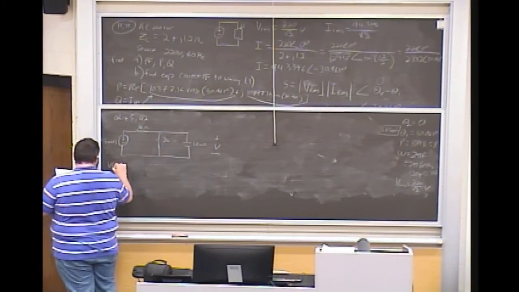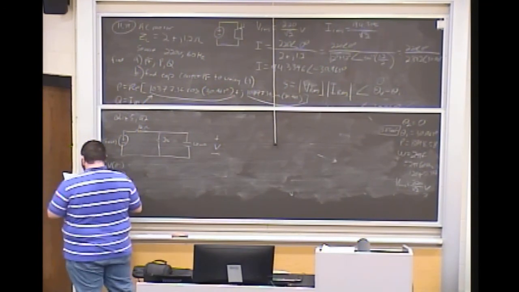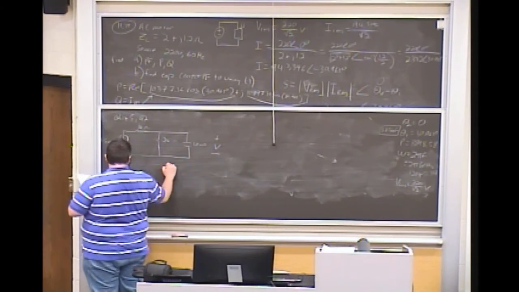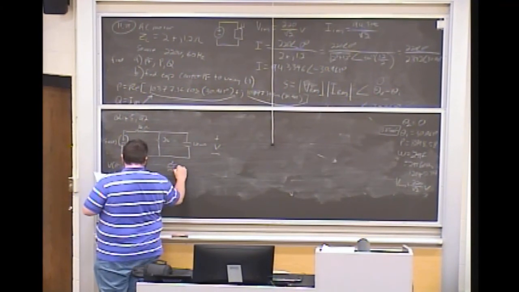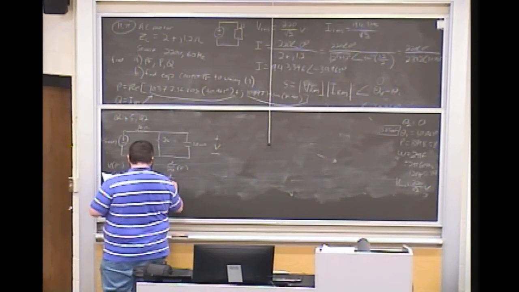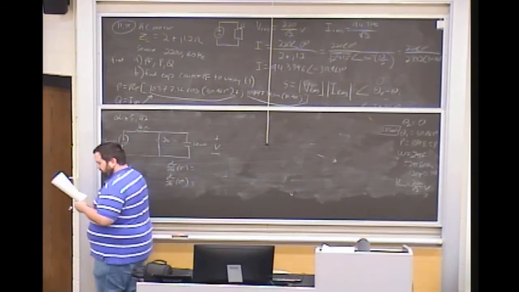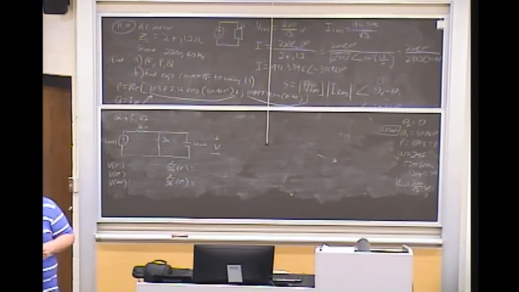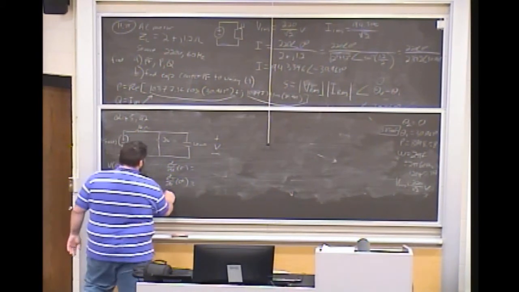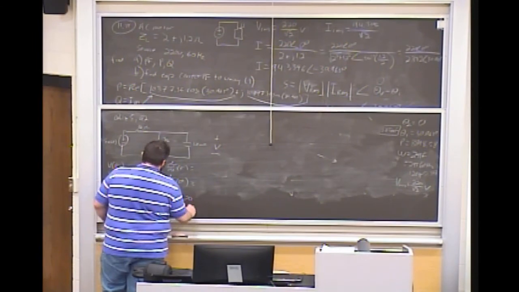V at 0 minus, V at 0 plus, V at infinity, dV/dt at 0 minus, and dV/dt at 0 plus. So let's go about seeing if we can figure that out. Oh, and then you were asked generically to find v(t) for t greater than 0.